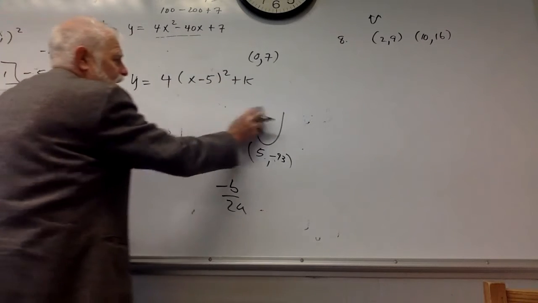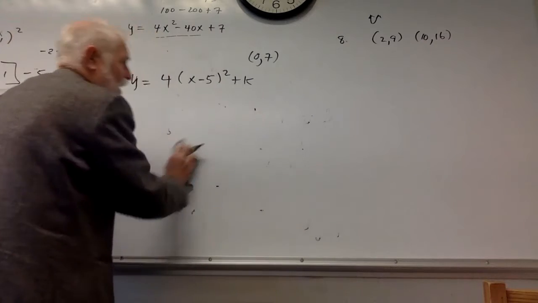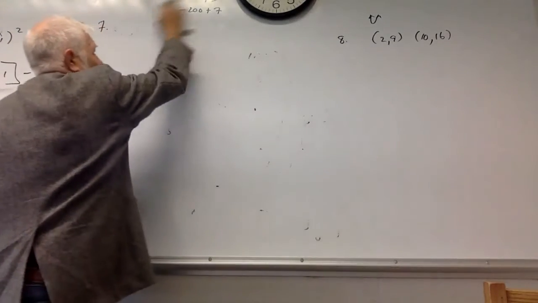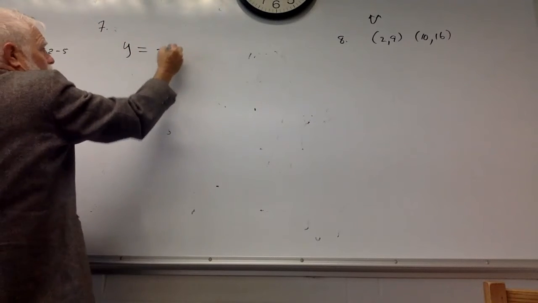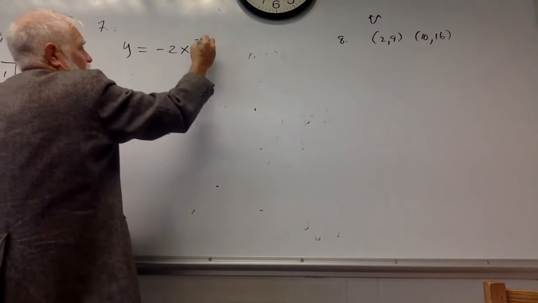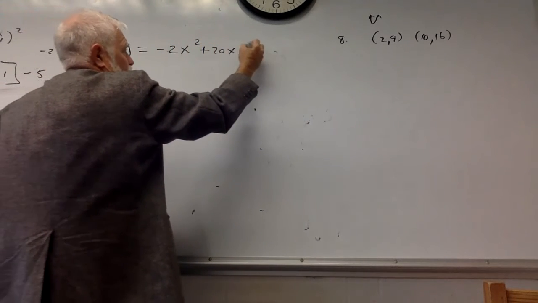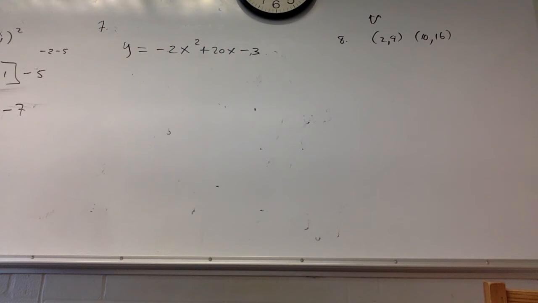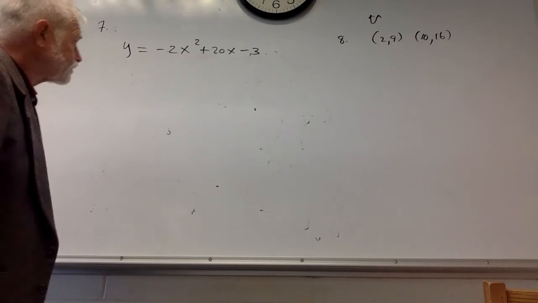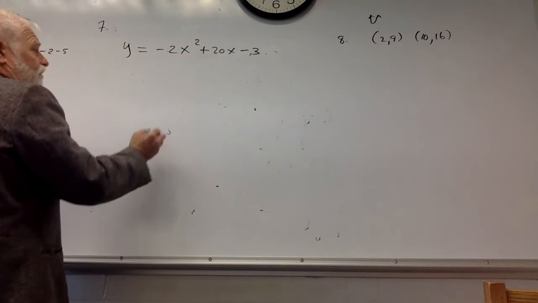All right, so that was kind of a piecemeal process, but now I'll give you another one. And this one I'll give you as a cup shape down, right? Because it's negative: minus 2x squared plus 20x minus 3. You pause the video and see if you can put it in graphing form and sketch it. And I'm just going to do it now. So, graphing form and sketching it.